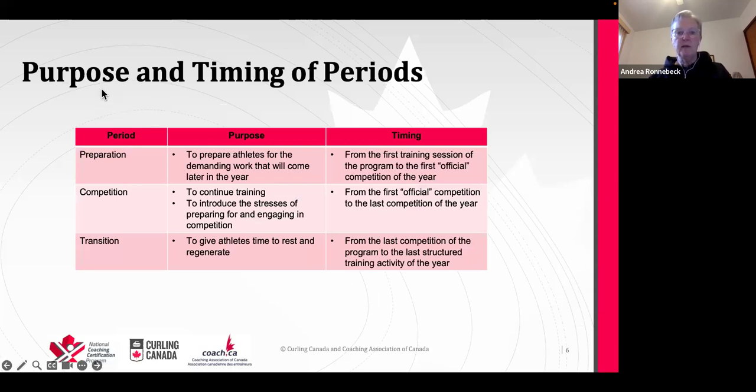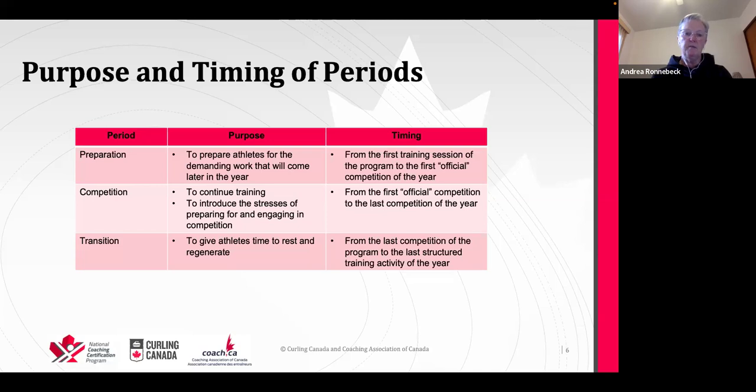So, purposes and timing of periods. The preparation period ensures the athletes are in the best condition they can be before they face the demands of a busy competitive year. Obviously, this increases their stamina, but can also help prevent and rehab injuries. In the competition period, training is more specific and gradually simulates the intensity and builds the skills required for actual competition. The transition period is when competitions are over.